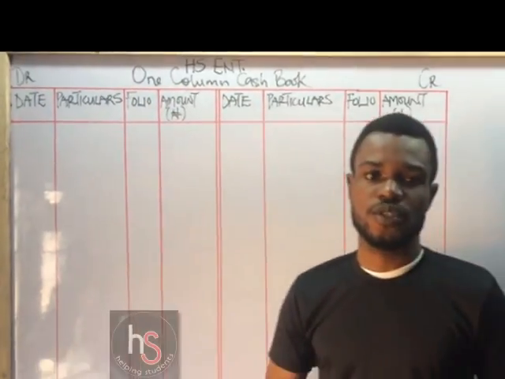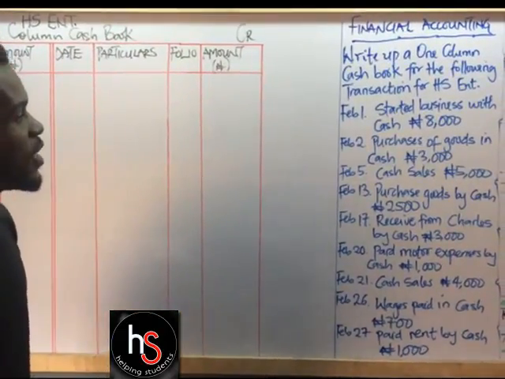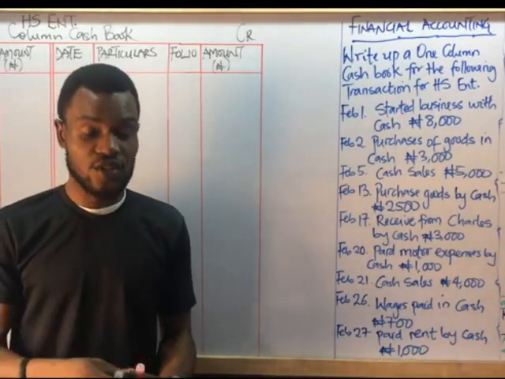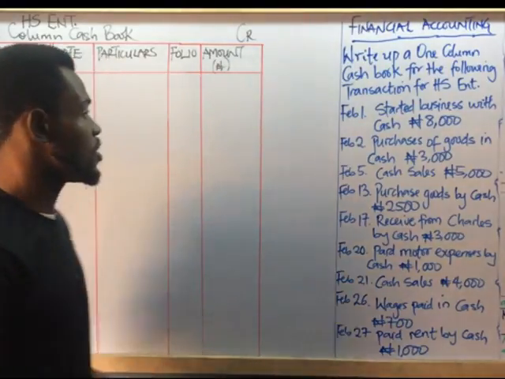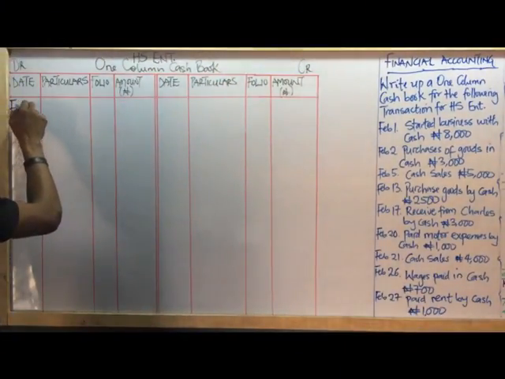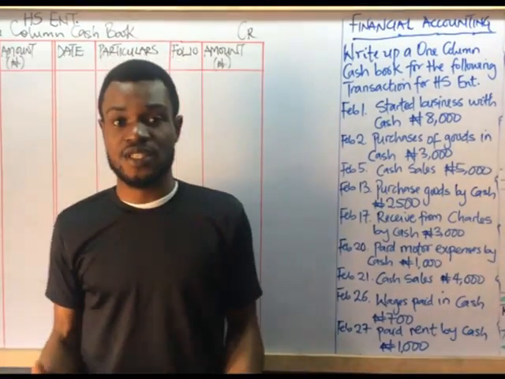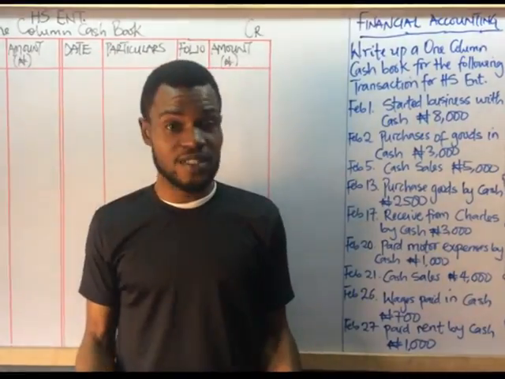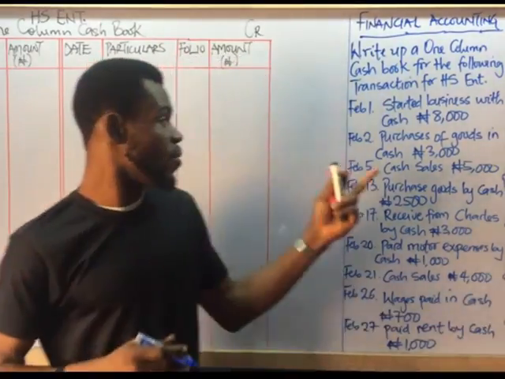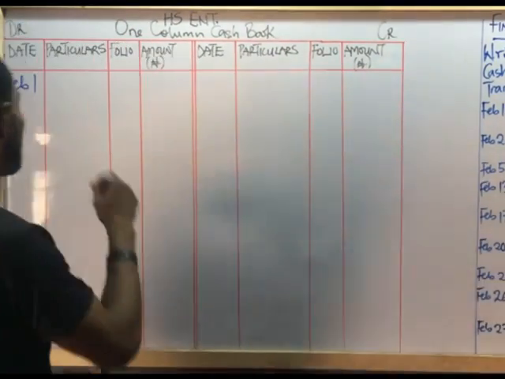So let's proceed. Now, February 1st, started business with 8,000 naira cash. You can see 8,000 naira cash. So let's proceed. What do we have? February 1st. When we talk about starting business, it simply means the money we use in starting the business, which is just the capital. So to record this under our particulars, we write February 1st. Started business is the capital. So the title will be capital.